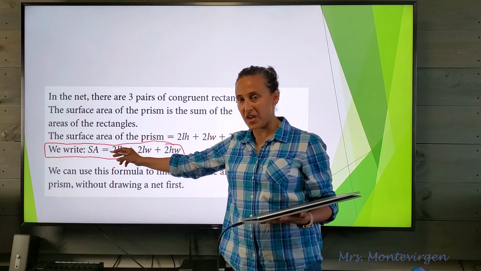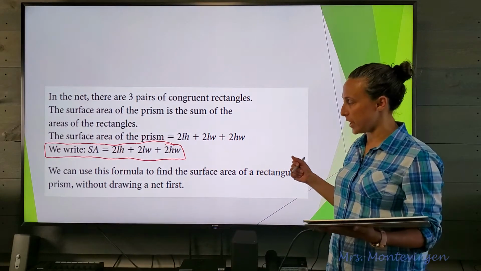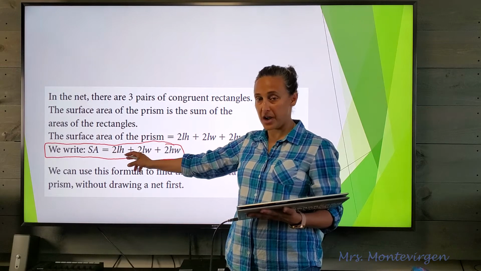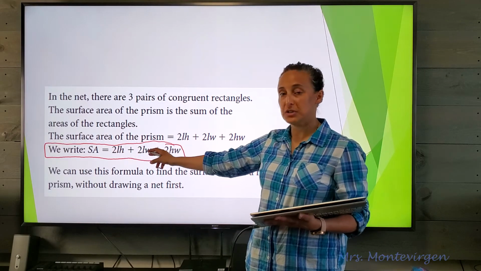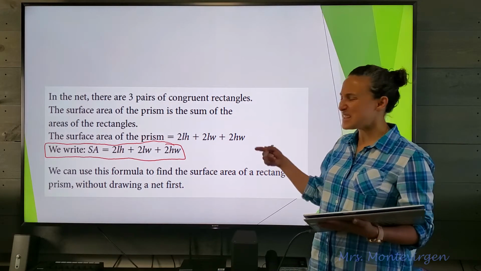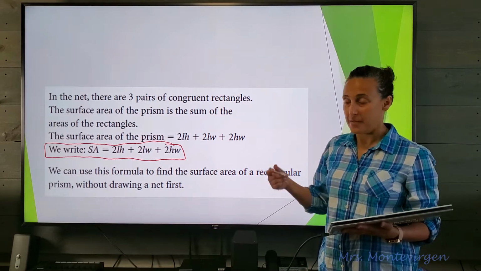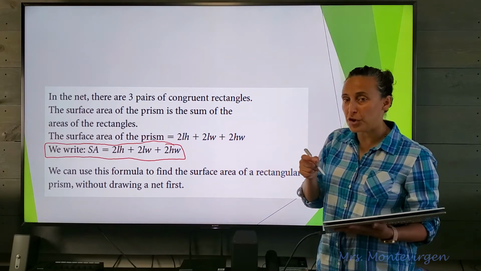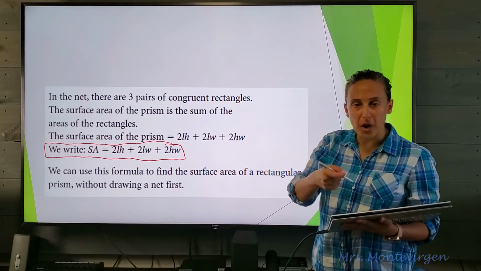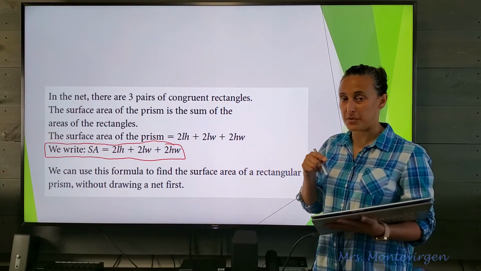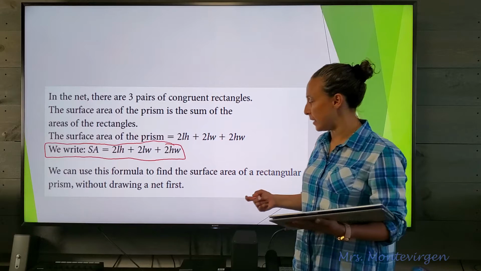So it starts off with SA, which stands for surface area, and then it's 2 times your length times your height, plus 2 times your length times your width, plus 2 times your height times your width. And that's exactly what we already did. And like I said, I don't want you to feel too intimidated where you have to know which is my height, which is my width, which is my length. It doesn't really matter if some of these numbers are mixed up because they're all rectangles.